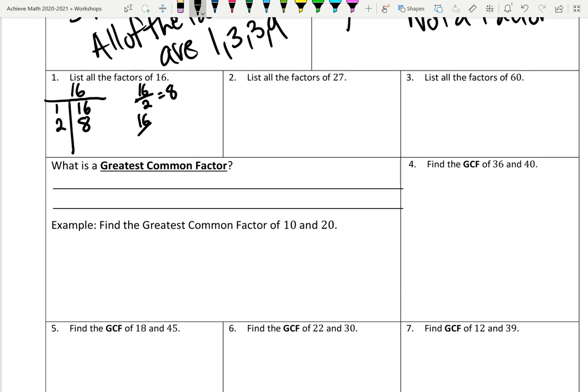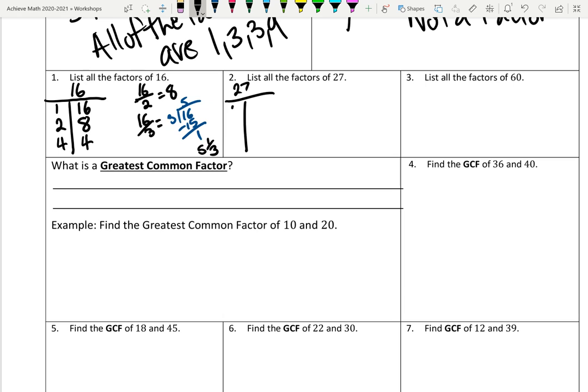What is 16 divided by 3? Well, if I do the long division, notice how 16 divided by 3 results in a remainder. This will be 5 and 1/3. So I am not going to put 3 in my list of factors. Any number that's a decimal or a fraction is a no-go. But if I go to 4, 4 times 4 is 16. Notice how the distance between 2 and 8 shrunk to 0? That means all of my factors are listed.